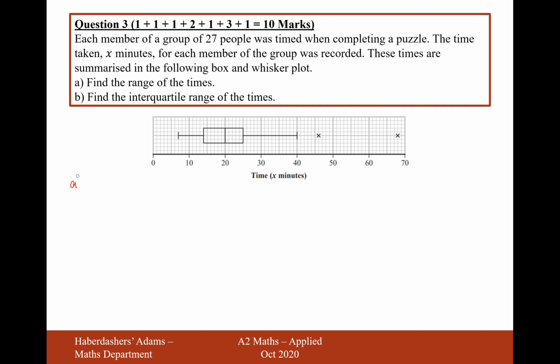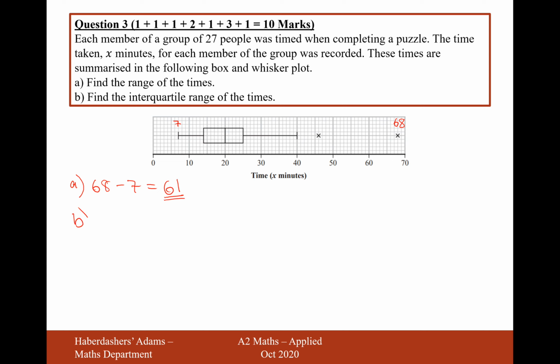So for part A, it's going to be the biggest take away the smallest. The biggest one up here is 68, and the smallest one down here is 7. So it's going to be 68 minus 7. So the range is 61.